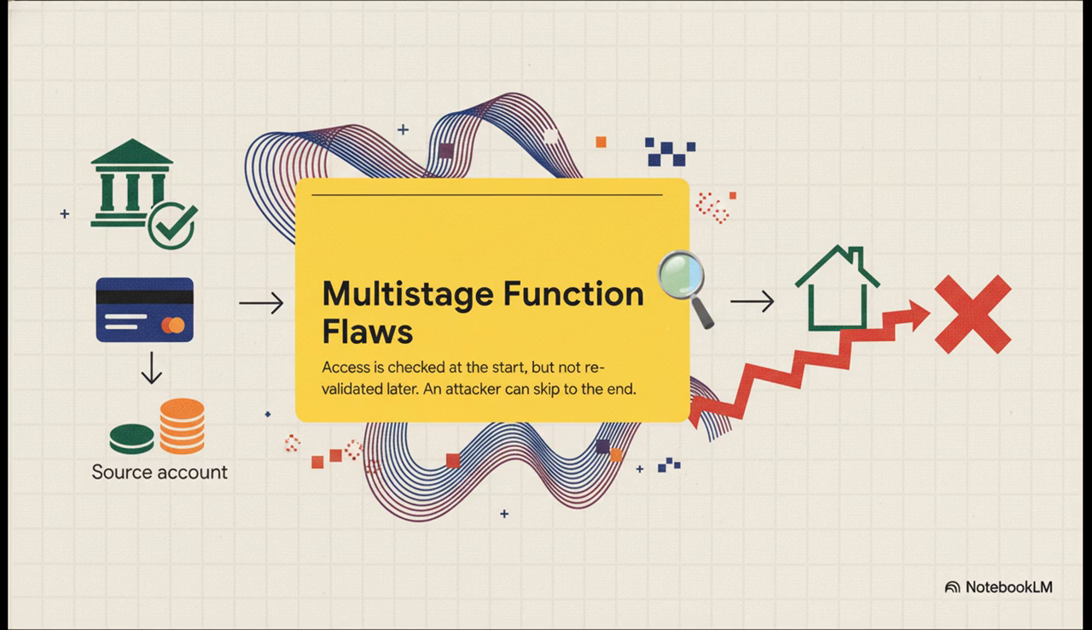It's in multi-step processes. Think about a bank transfer. On step 1, the app checks if you own the account you're sending money from. Great. But what about step 3, where you actually confirm the transfer? Sometimes the application just assumes you're authorized because, hey, you made it this far, right? An attacker can exploit this by grabbing the request for that final step and replaying it with a different account ID, completely bypassing that first check.